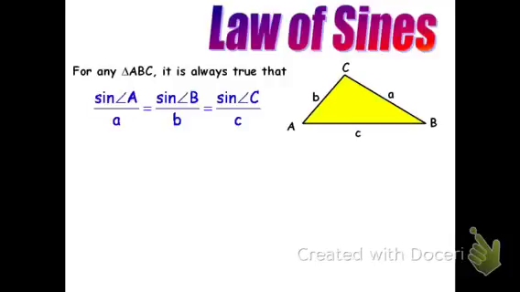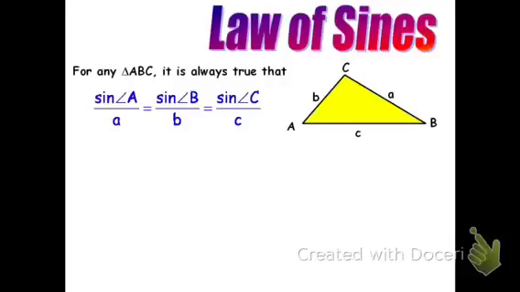which would be little a, or side CB, will equal the sine of angle B compared to its side opposite, either little b or side AC, and that will also equal the sine of angle C compared to its side opposite, little c, or side AB. The ratio of sine of the angle compared to the side opposite has to be consistent for the triangle.